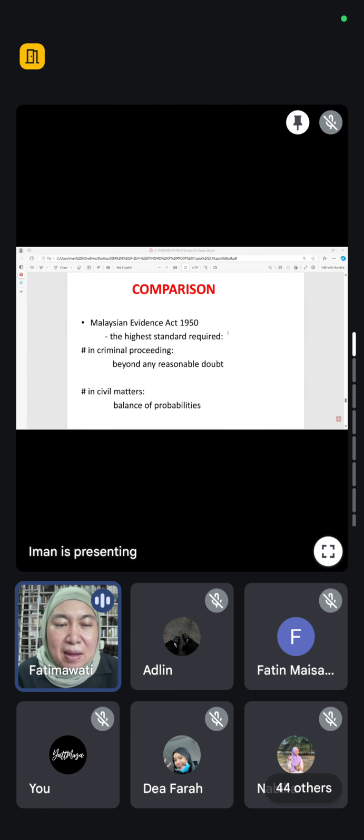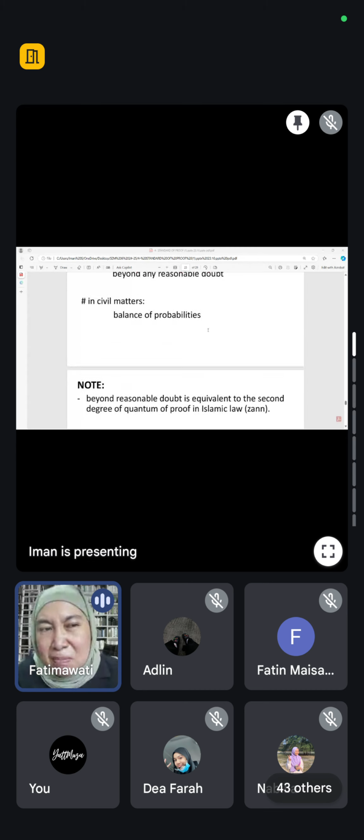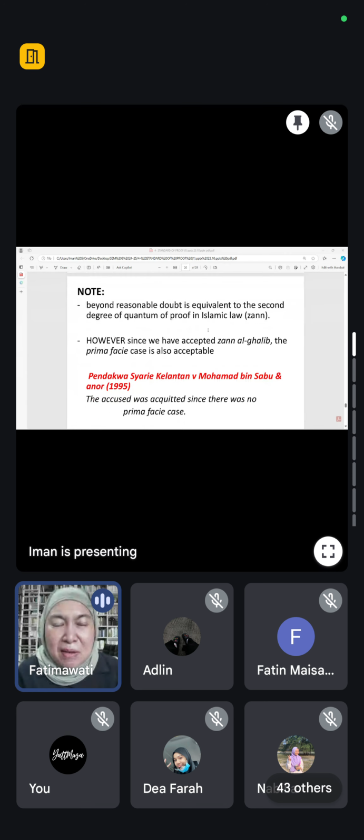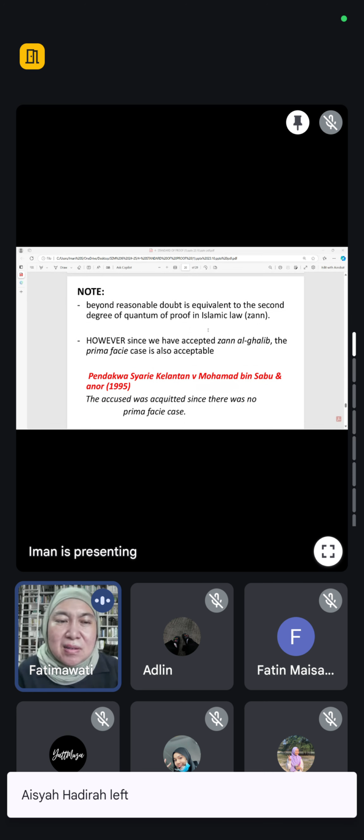Okay, so kalau you compare dekat Malaysian Evidence Act 1950, in criminal proceeding, dia punya requirement adalah beyond reasonable doubt. Okay. In civil cases, on the balance of probability, lebih kurang sama je. Okay, next. In fact, Islam lagi tinggi dia punya tu. Pasal we have tahap yakin kan, dia orang tak ada.